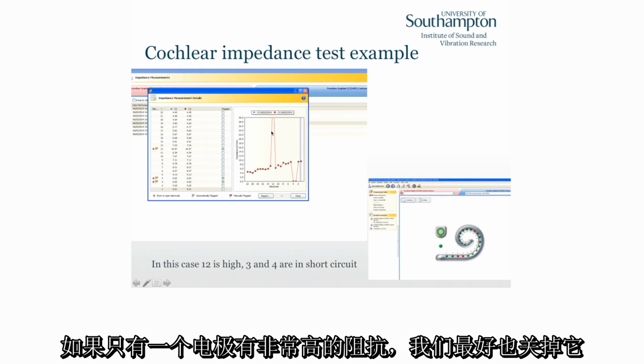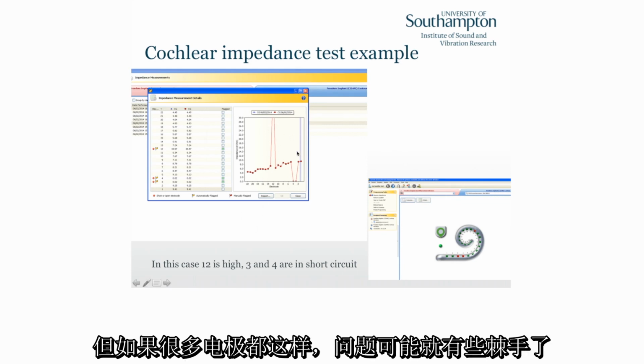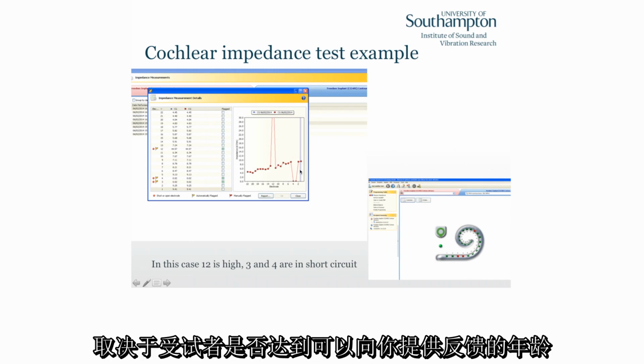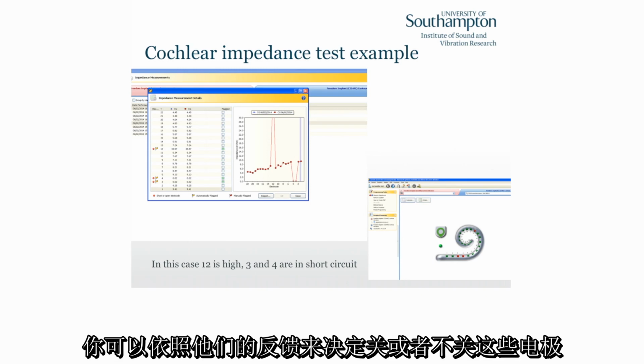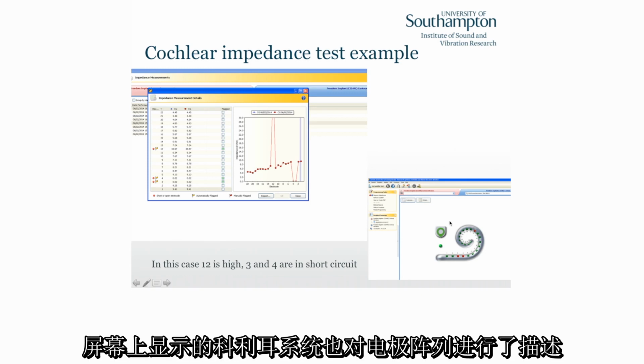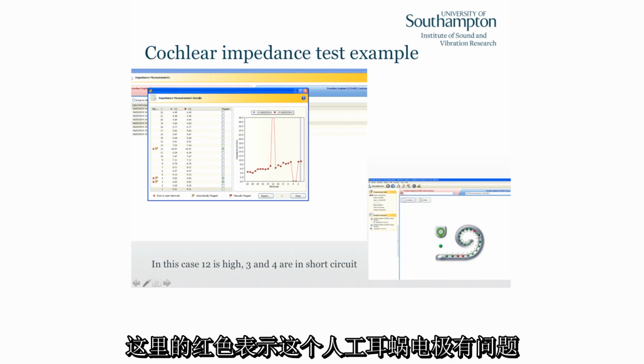If it was just one very high impedance, we might want to turn that one off. If lots of them were high, it may become a bit problematic. And depending on whether the subject's at an age where they can give you feedback about how things sound, you may or may not want to turn them off, depending on the feedback of the subject. And then the Cochlear system display here also gives a picture of the electrode array, and it shows with red here the implant electrodes that are problematic.